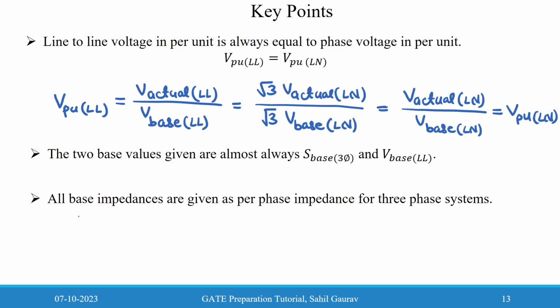And the third key point is that all base impedances are given as per phase impedance for a three phase system. So in the problem this base impedance is always given per phase. So we have to consider this per phase base impedance also for finding the per unit quantity.